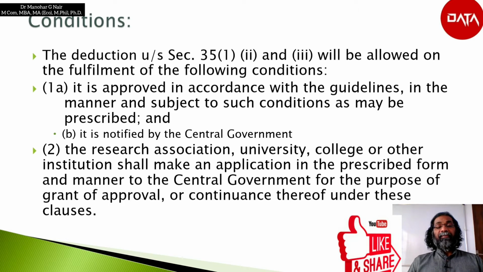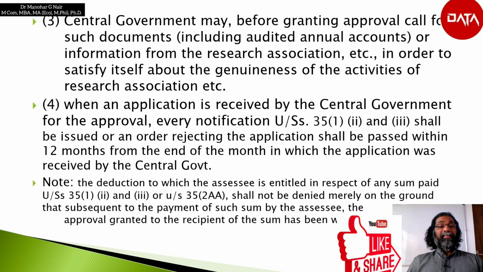The research association, university or college or institutions shall make an application in the form and manner to the central government for the purpose of grant of approval or continuance thereof under these clauses. The third point says central government may, before granting approval, call for such documents, including audited annual accounts or information from the research association, etc., in order to satisfy itself about the genuineness of the activities of research association, etc.